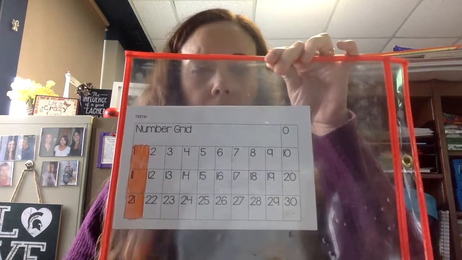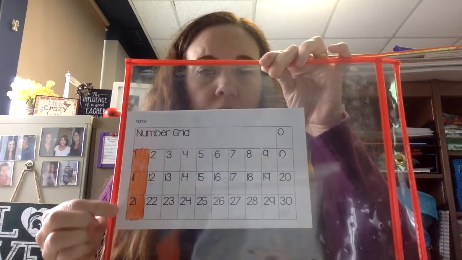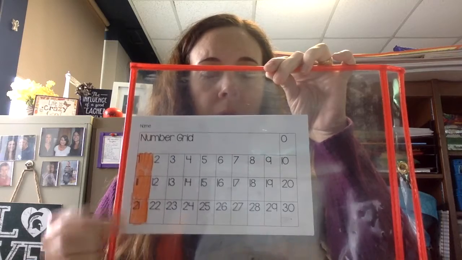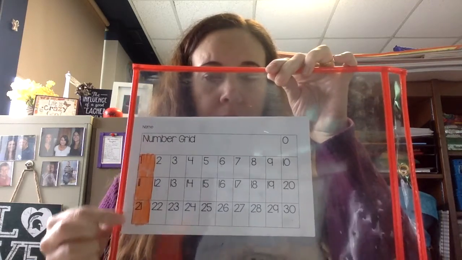So what I want you to do is get a color. I chose orange, and I just want you to color those boxes like this. That is just kind of highlighting this row or column. A column is a row that goes up and down. That they all end with a 1.